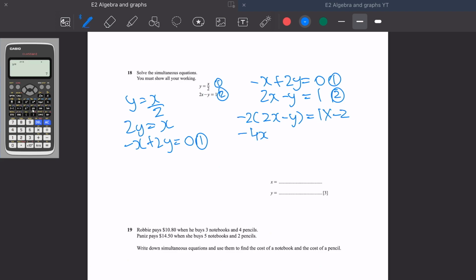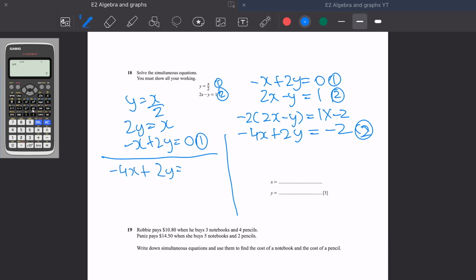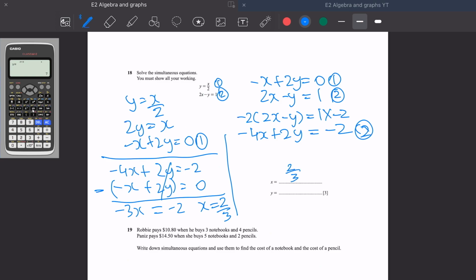You get minus 4x plus 2y is equal to minus 2, and minus x plus 2y is equal to 0. Let's subtract. You get minus 4x plus x, which is minus 3x. This cancels off. You get minus 2. X becomes 2 by 3. Now y is equal to x by 2.